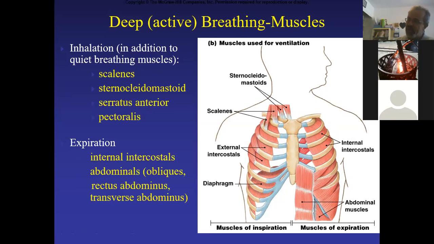For expiration, it's like, okay, so maybe those muscles just relax. Well, actually, during expiration, yes, certainly these muscles relax, but it's the actions of these muscles, the internal intercostals and the abdominal muscles, which contract, which help to push the air out. So same set of muscles as we used for shallow breathing or passive breathing, plus these for inhaling.